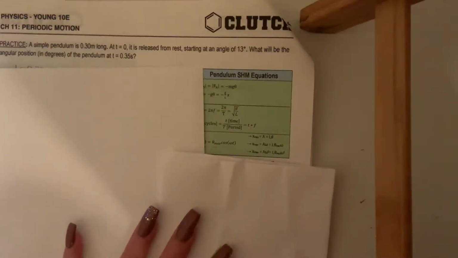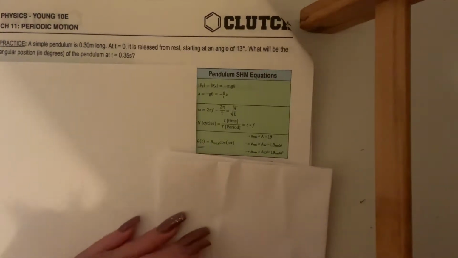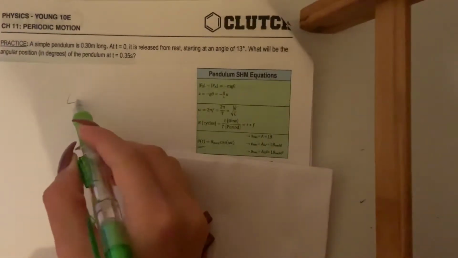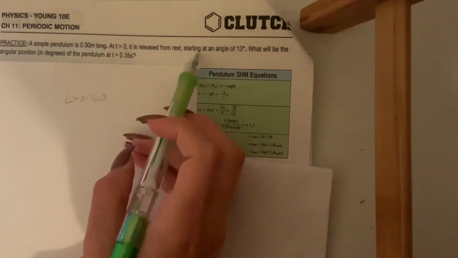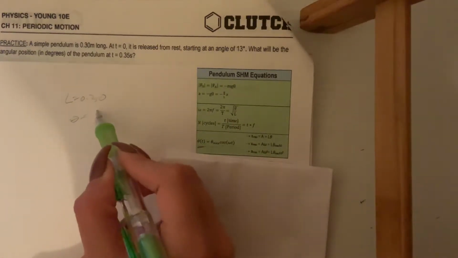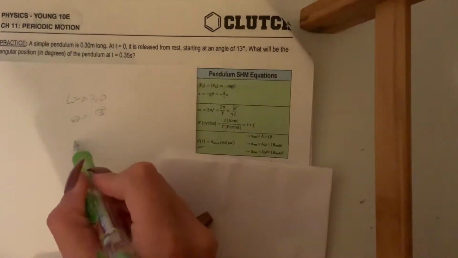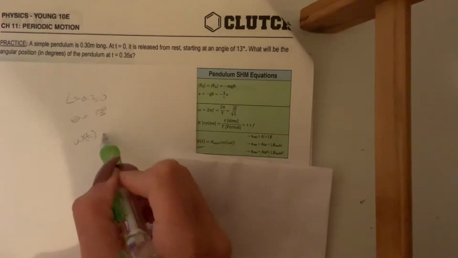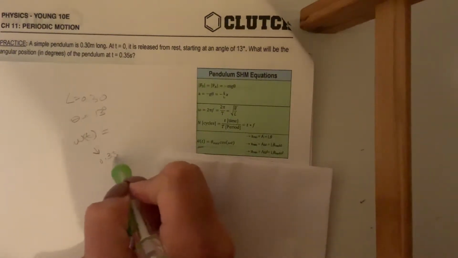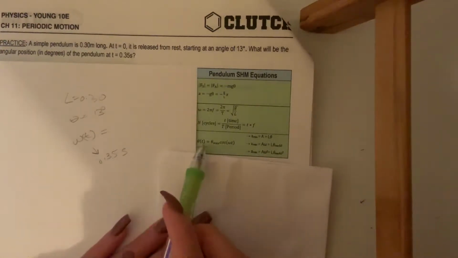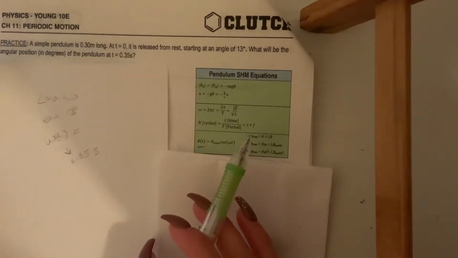So in this example, it says a simple pendulum is 0.30 meters long. That means that's going to be your length. At time 0, it's released from rest, starting at an angle of 13. I will read the angular position at 0.35 seconds.